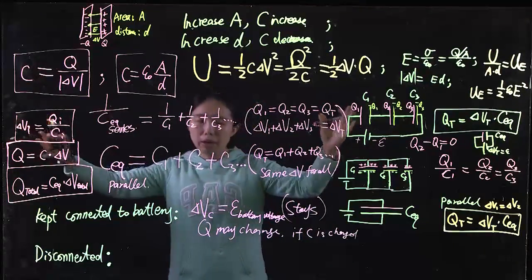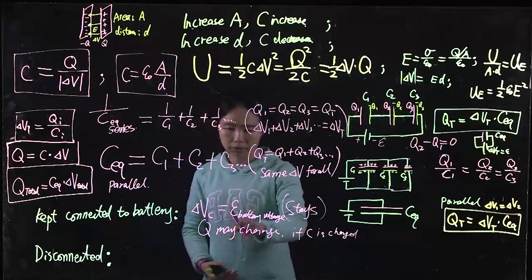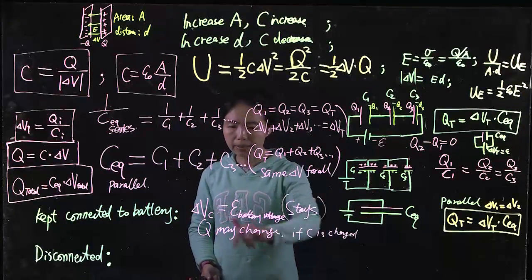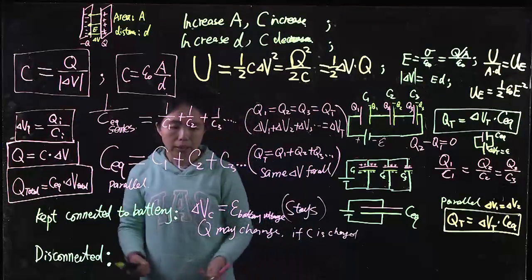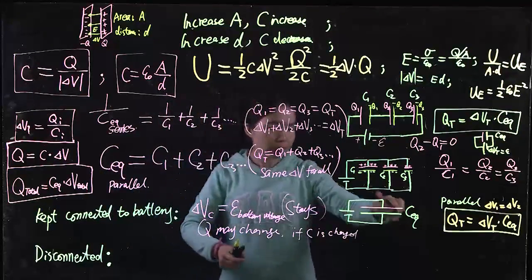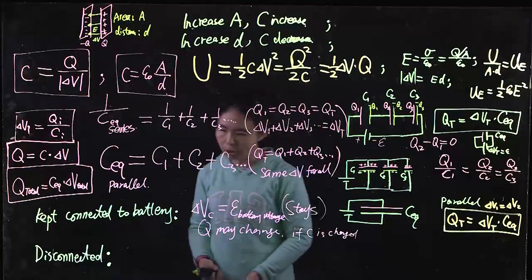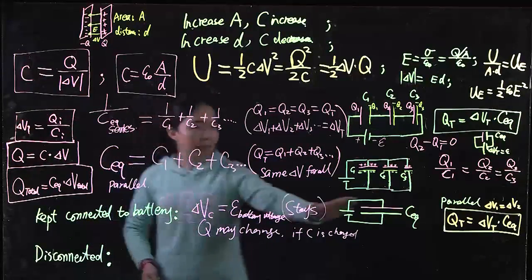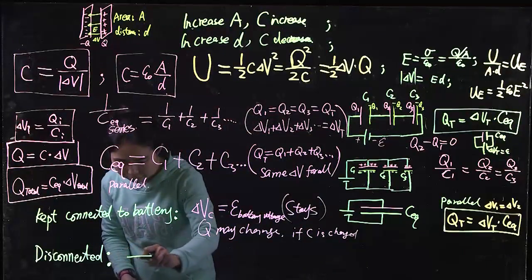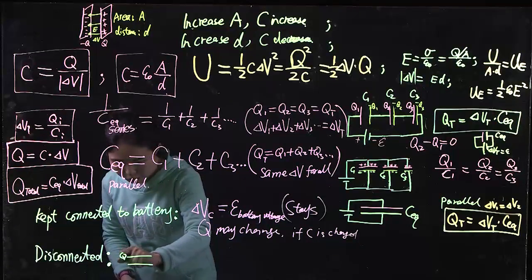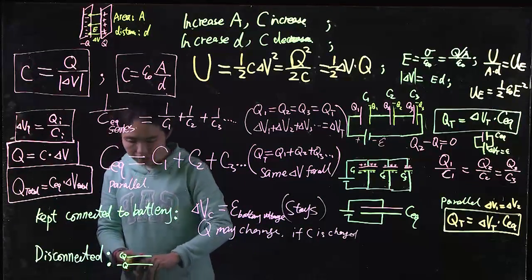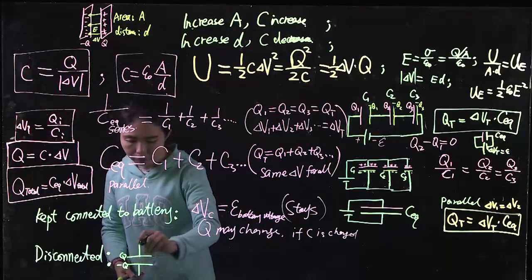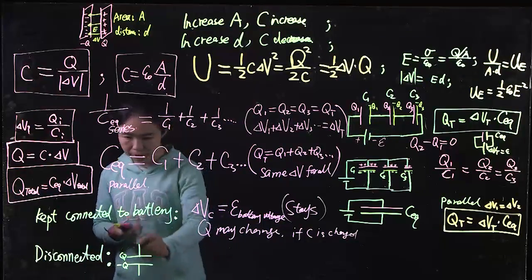When you move them further apart or do something, the battery maintains the voltage between the two capacitor plates, and the charge may change. We don't know. It's connected to a battery, so it can keep adding more charge or get rid of some charge. However, in a different situation, when a capacitor is disconnected from a battery, so there's a positive charge here, negative charge here, okay? It's already charged. And now it is disconnected from the battery.